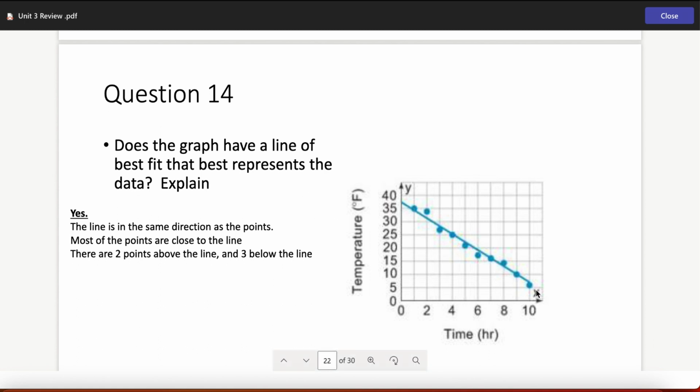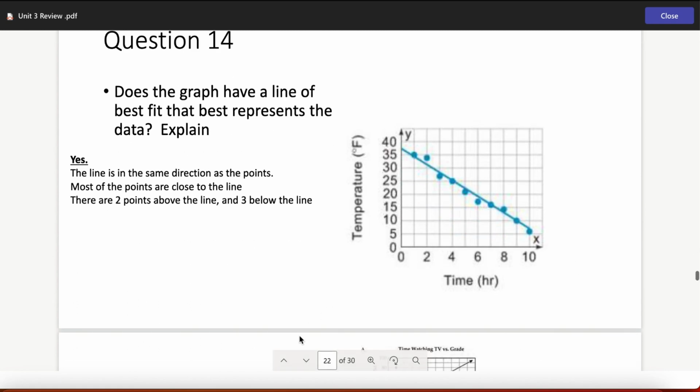It's not making any curve. So what you're usually doing is just making a line of best fit. It can fit. It's a straight line.